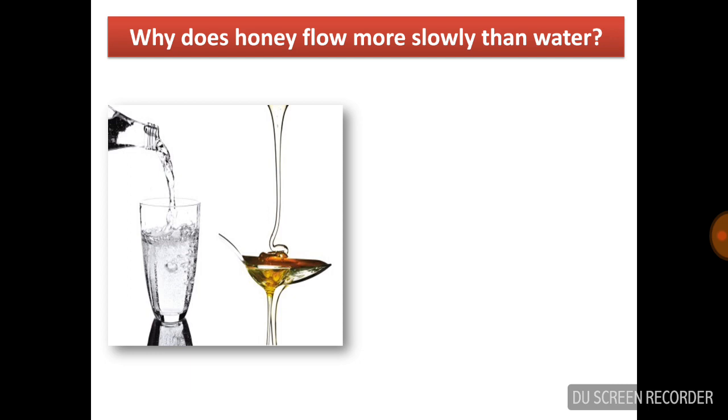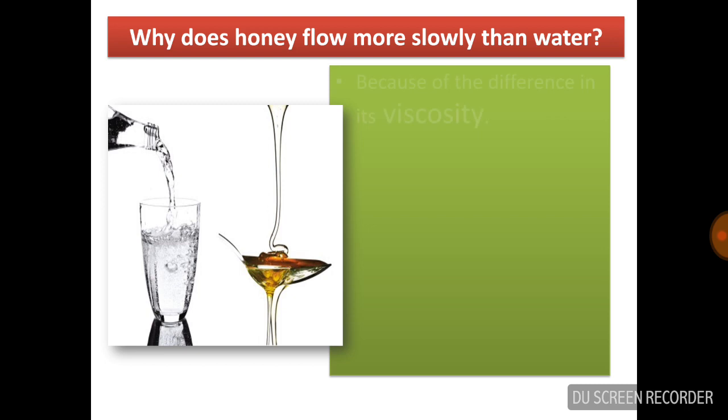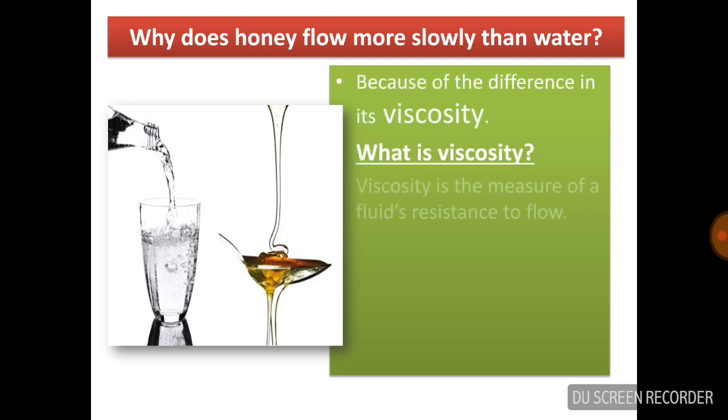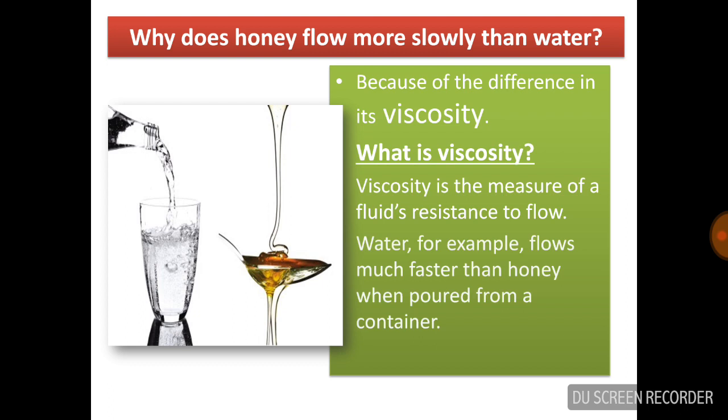Why does honey flow more slowly than water? It is due to viscosity. But what is viscosity? Viscosity is the measure of the resistance to flow. For example, water flows much faster than honey when poured from a container.